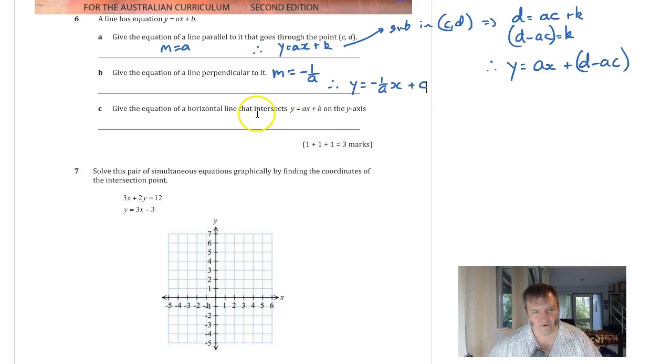Give the equation of a horizontal line that intersects y equals ax plus b on the y-axis. Well, if it intersects on the y-axis and it's a horizontal line, it's going to have the same y-intercept. That y-intercept is b, so this would just be y equals b, the horizontal line.